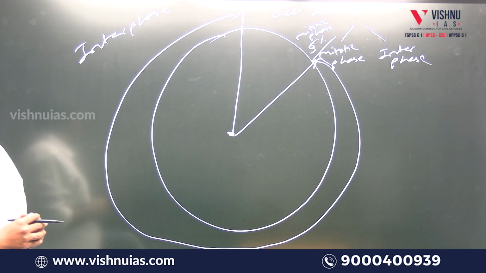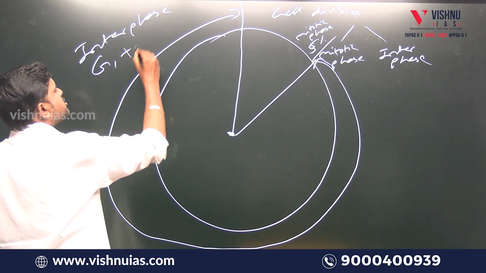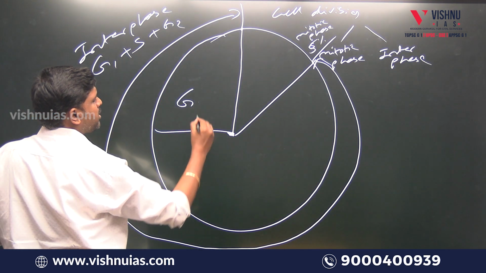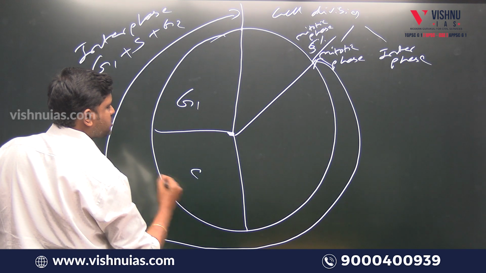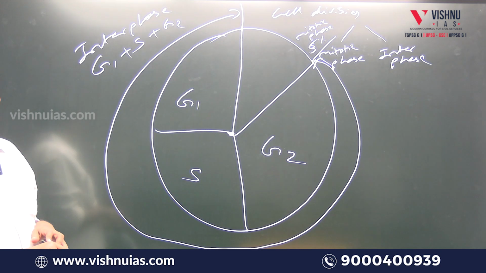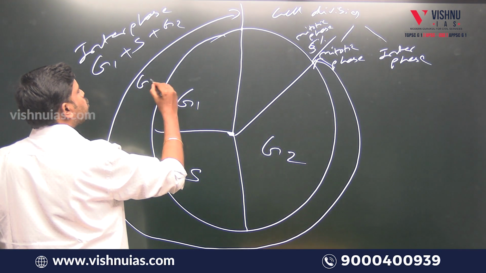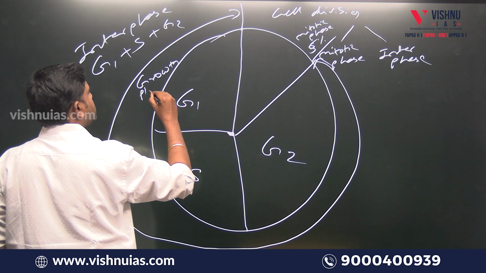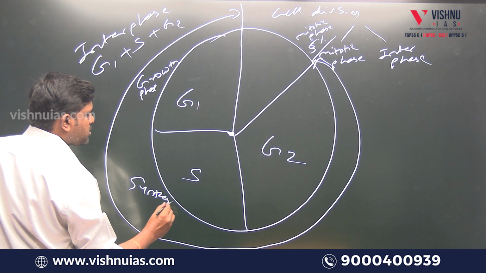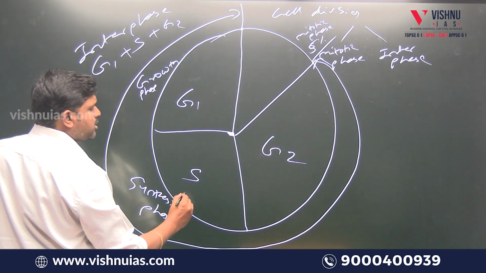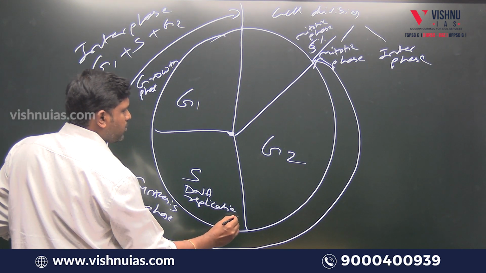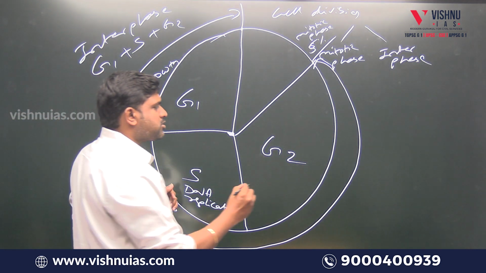This interphase is a combination of G1 phase plus S phase plus G2 phase. G1 is called the growth phase. S is called the synthesis phase. What will happen in this? DNA replication will happen. And G2 is again called the growth phase.